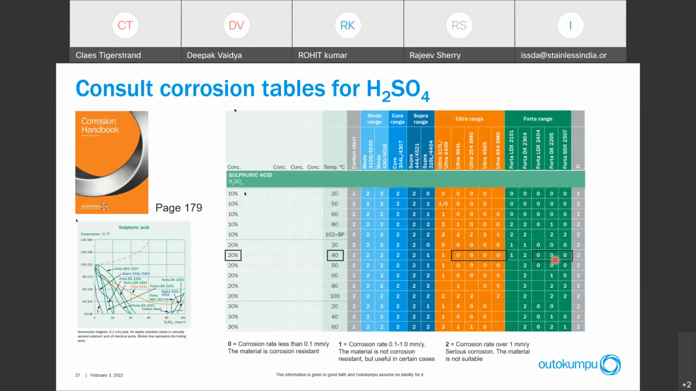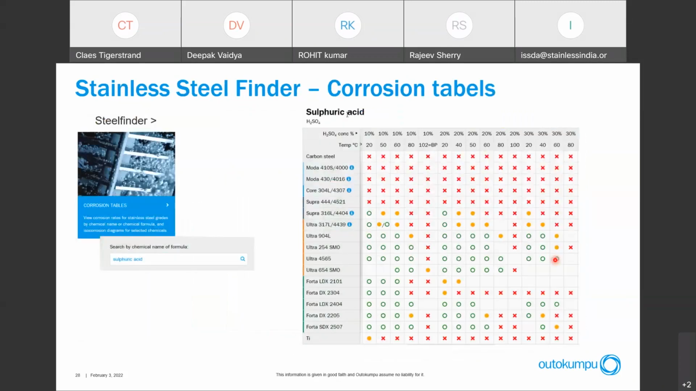If you don't have access to our corrosion handbook, then you can enter the steel finder on our website. So you go into steel finder, you tap the corrosion table, and you type in sulfuric acid. Then you will get a different type of table that looks like this. You have similar content to the corrosion handbook, but with a slightly different visual appearance here.